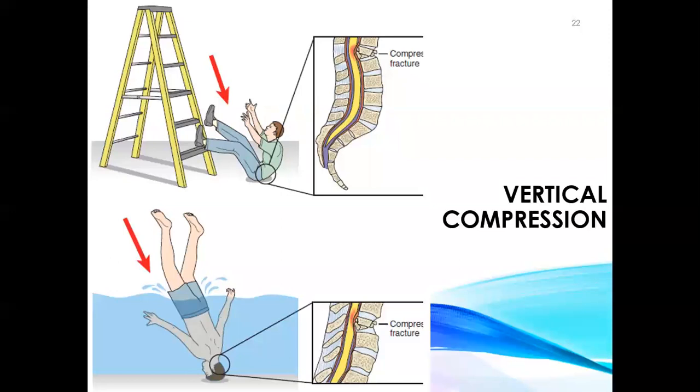Here's an example of a vertical compression. Either the person has fallen, and they've got some type of compression fracture in their lumbar area, or the person has dove or fallen headlong into something and had a compression fracture in their cervical vertebrae.